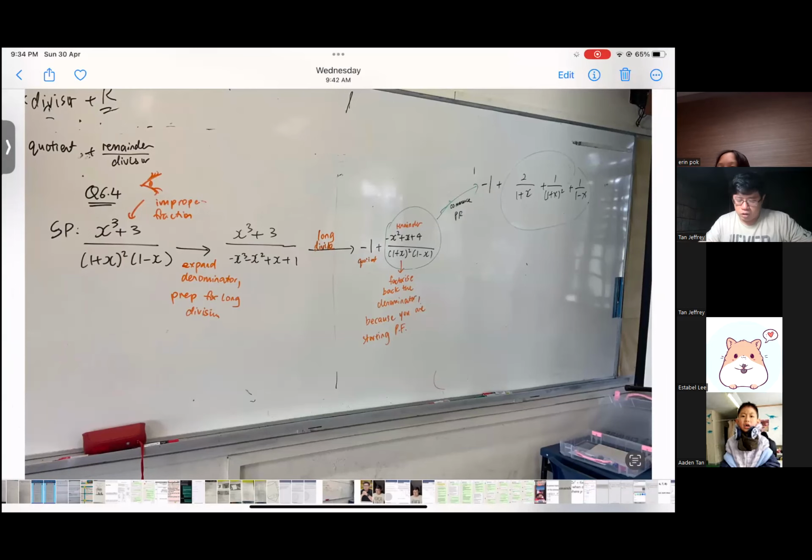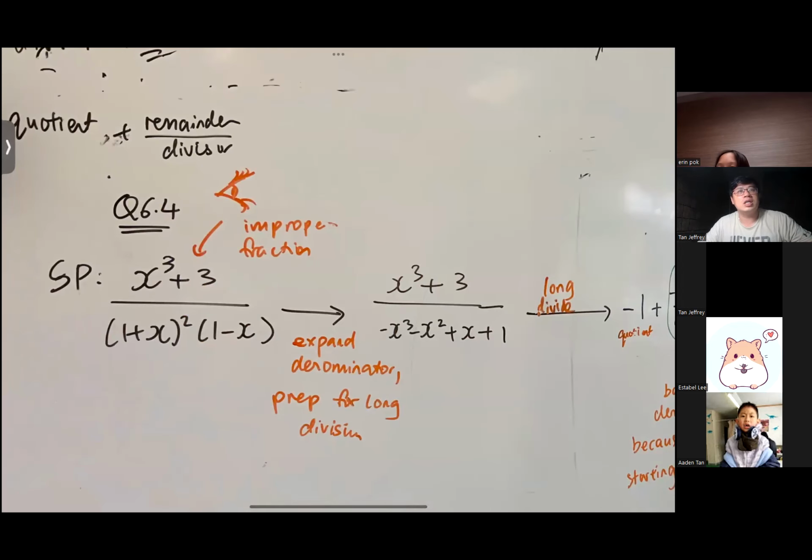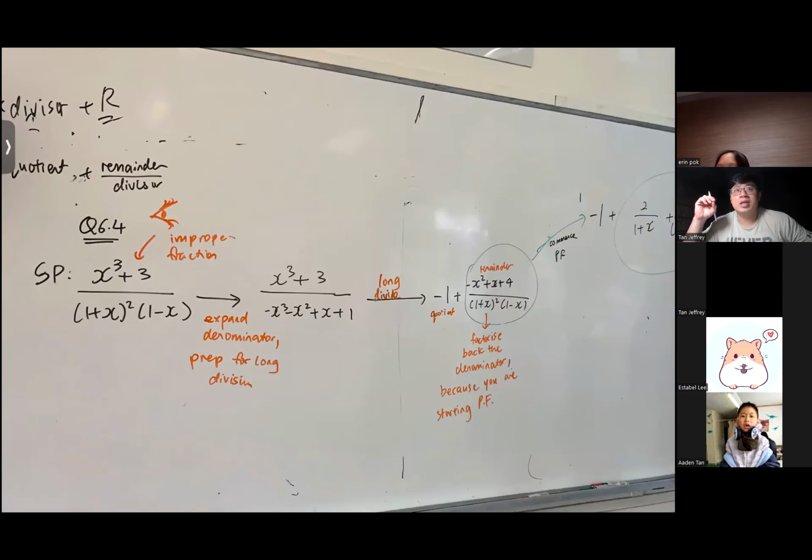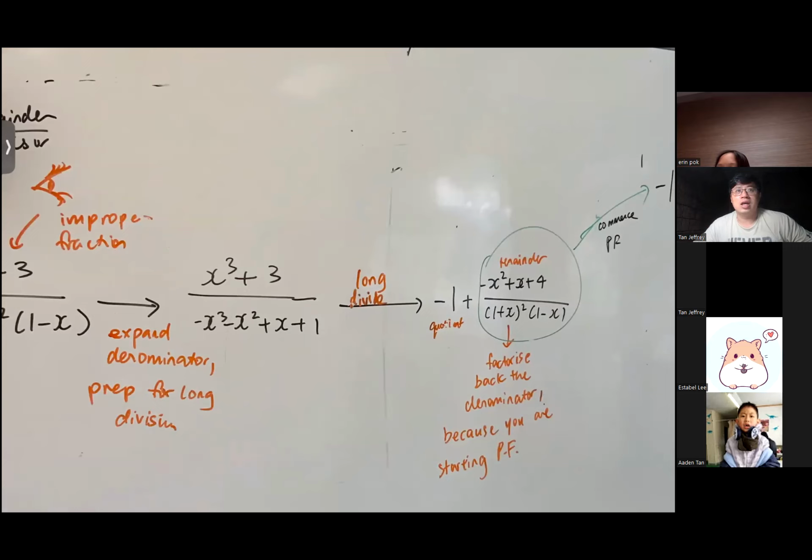Okay, so first, question 6.4. I don't know if you all remember this. Here I have an improper fraction. You have to first expand your denominator to prep for long division. After that, you long divide. So you see your denominator is doing a lot of work. It has to expand first so that you can do long division.